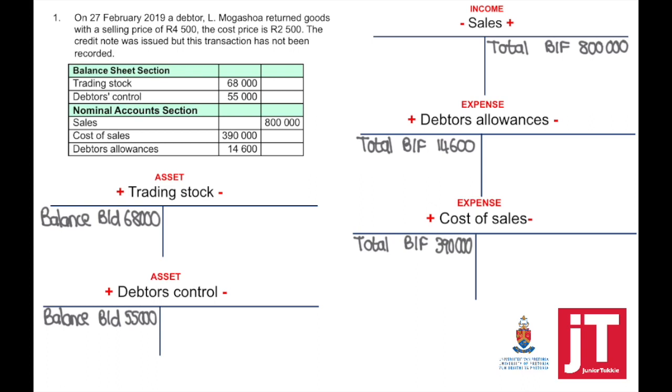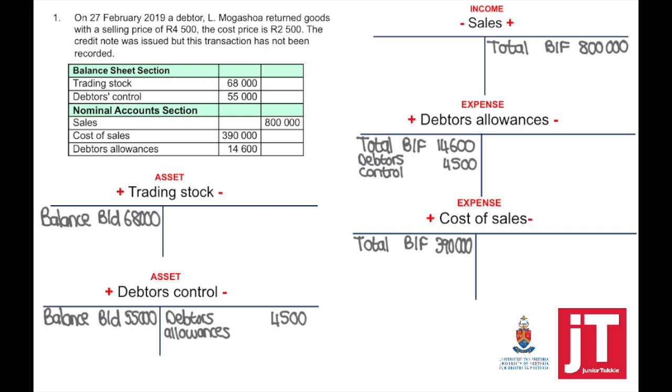The debtor returned goods with a selling price of 4,500. This means that debtors control is going to be credited because they owe us less money. Now we just apply the double entry principle: for every debit, there's a credit, and for every credit, there's a debit. Debtors allowances will be debited.